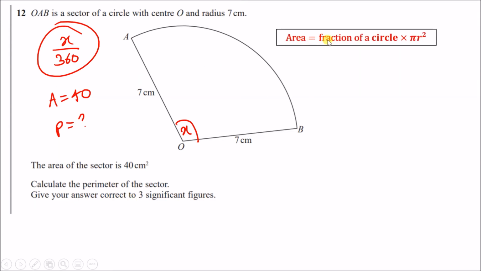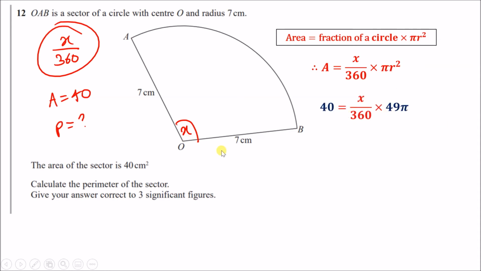Now, the area of a sector generally is always a fraction of the circle. In other words, x over 360 times pi r squared. And we know that the area is 40. So using the general formula, area equals x over 360 times pi r squared. Now, putting everything we know in, the area is 40 and the radius is 7. 7 squared is 49, so 49 pi.